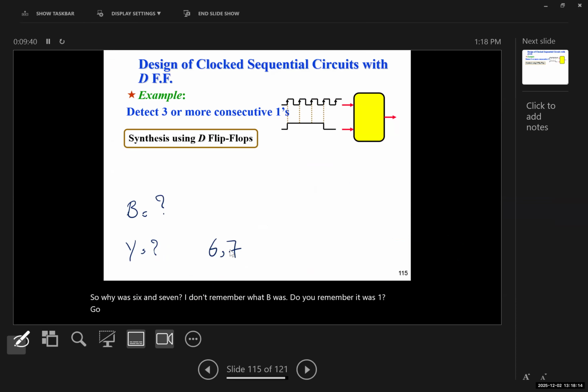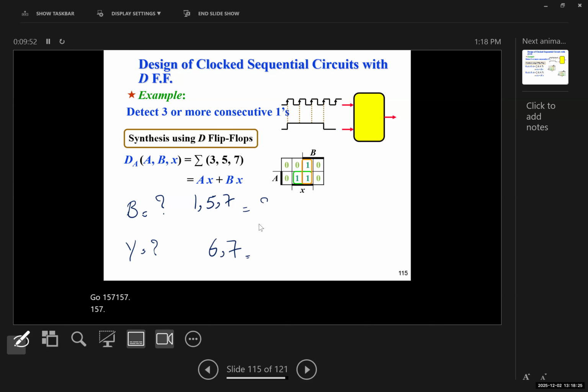The first student to find these two is going to get extra points on their assignments. I want to find the function for B, or DB in other words, and DY, using its sum of products. Now I'll give you 5 minutes to solve these two.